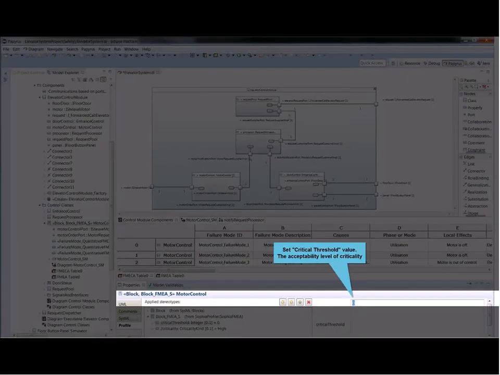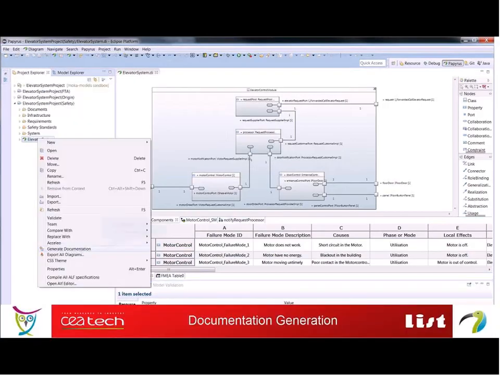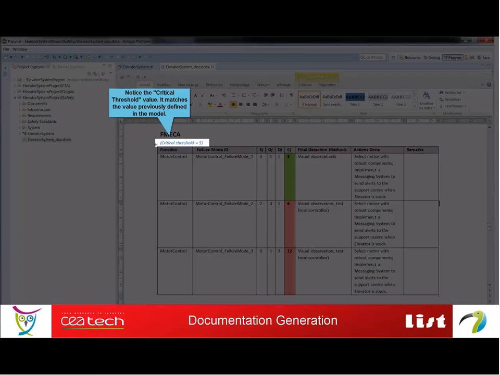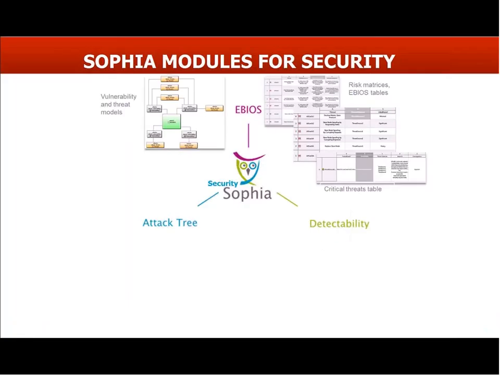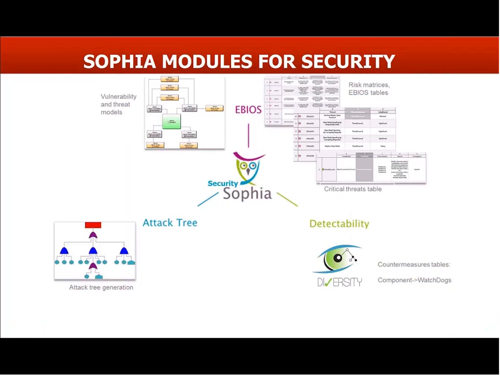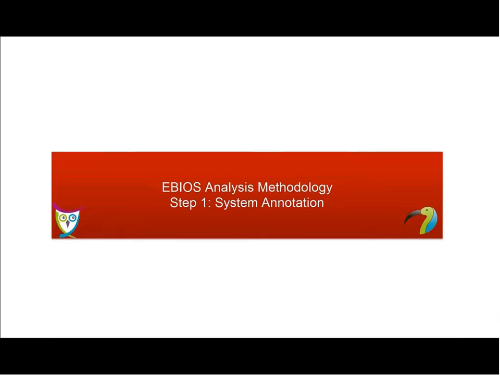We can also set the criticality level. We have different values, and we set the level of criticality we don't want to exceed, and then we can classify the failure modes based on this level and have the ranking. This ranking is based on the normal ranking in the system. So that is Sophia for safety.